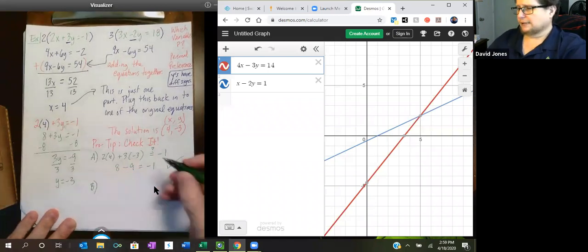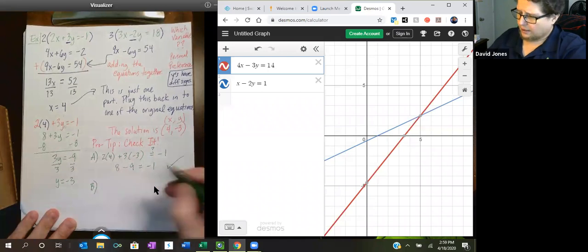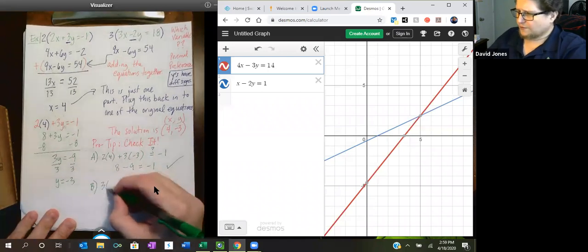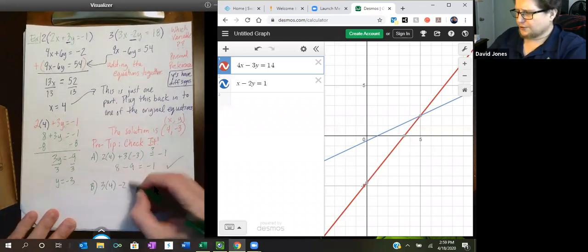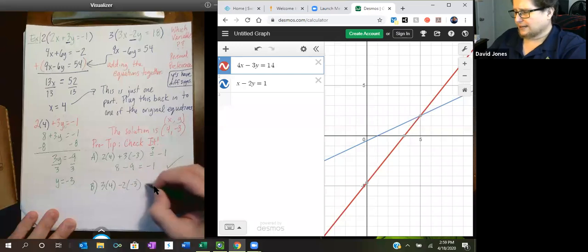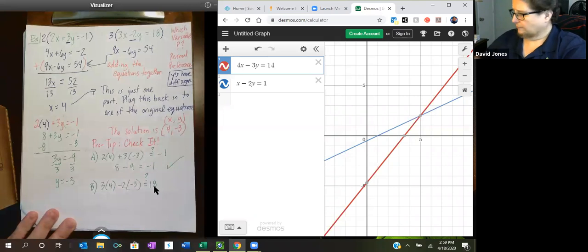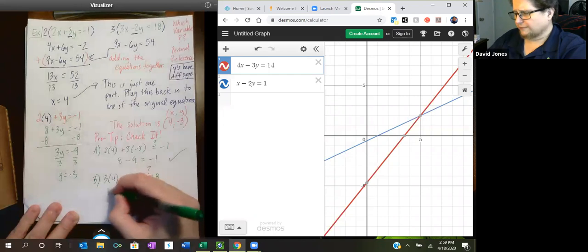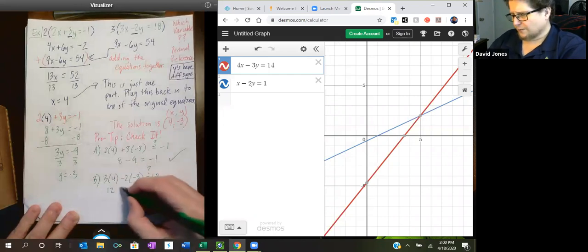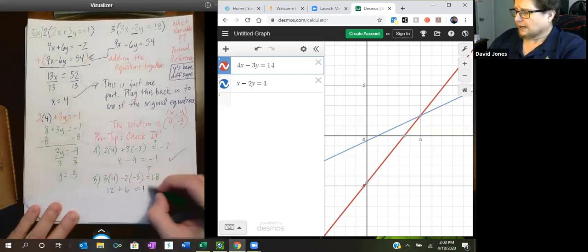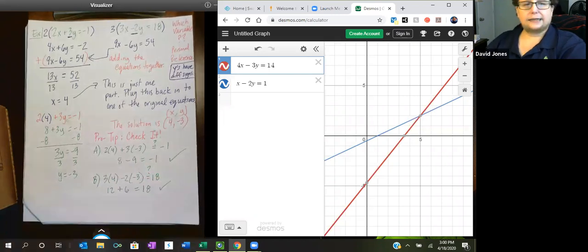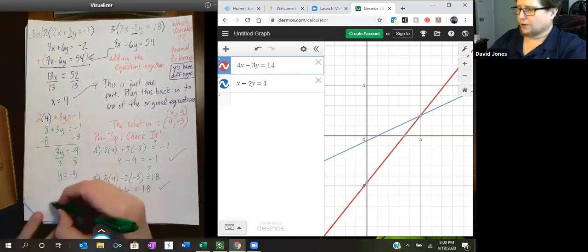Equation B, I've got 3 times 4 minus 2 times -3. Does that equal 18? Three times 4 is 12. -2 times -3 is +6. And 12 plus 6 equals 18. It solved both equations.